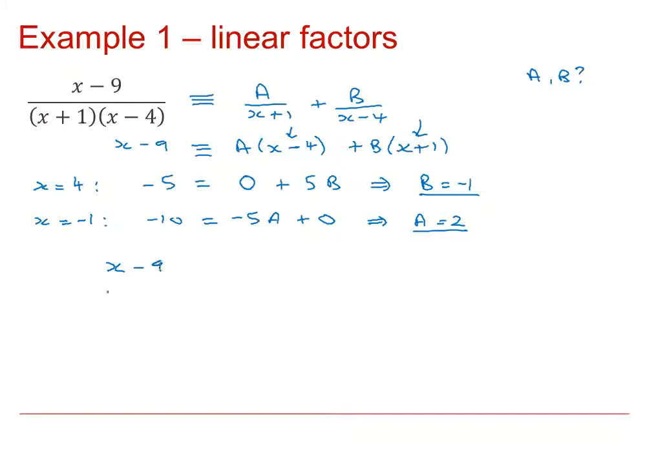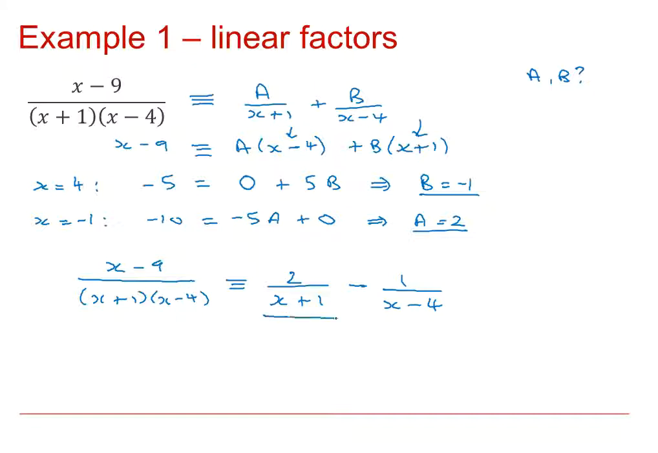So this algebraic fraction, (x minus 9) over (x plus 1)(x minus 4), is identical to 2 over x plus 1. And rather than putting plus minus 1, we can just put minus 1 over x take away 4. So try to avoid putting things like plus minus 1. That's a neater way of writing it at that point. And this is now ready for integration techniques to be applied.